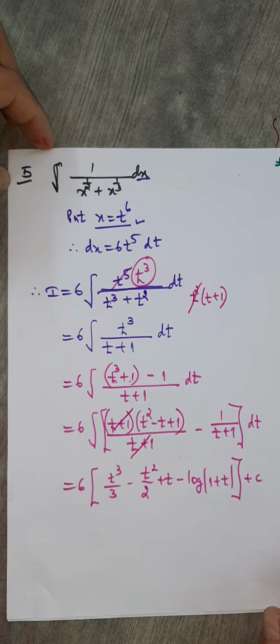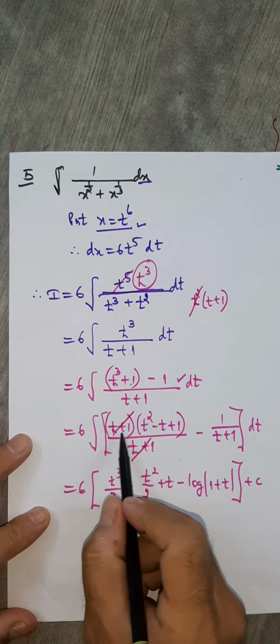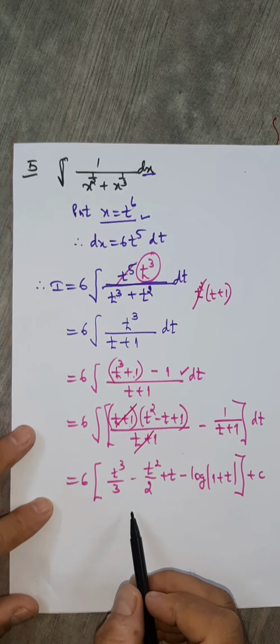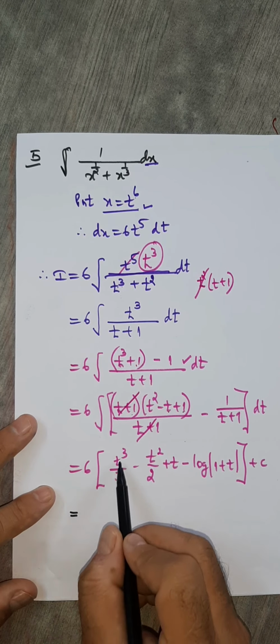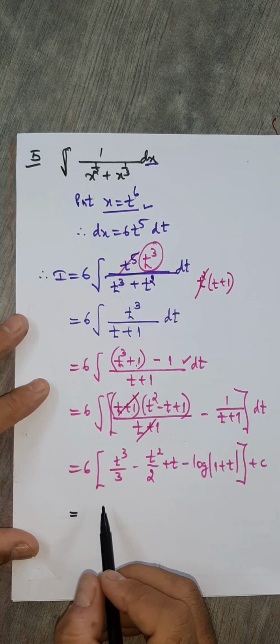The most important step here is this one, adding and subtracting 1, remember. Then this is a cube plus b cube: a plus b, a squared minus ab plus b squared. Then individual division. Now the integration is over. You need to place the value of t. What is t? That is x raised to 1 by 6 here.